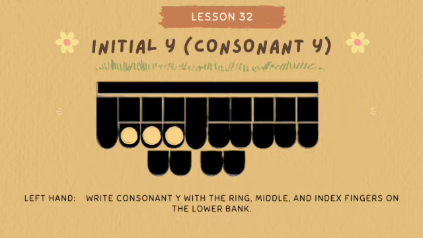For the next lesson, we have initial Y or the consonant Y. Using your left hand, you write consonant Y with the ring, middle, and index fingers on the lower bank. Again, to write initial Y or the consonant Y, we use our left ring, middle, and index fingers. That's initials KWR. Okay, that will be initial Y. We press them simultaneously, then that's initial Y.